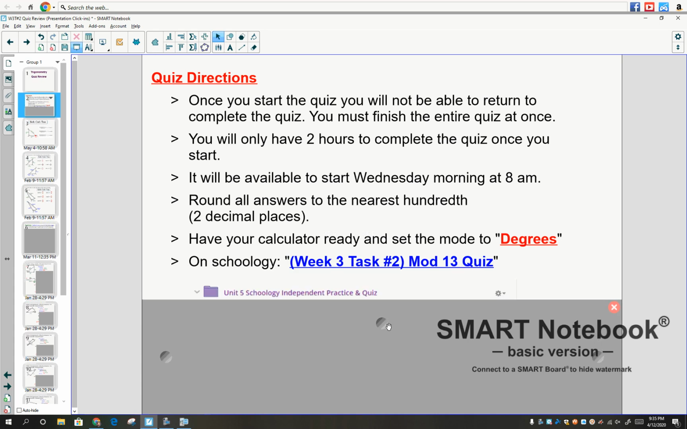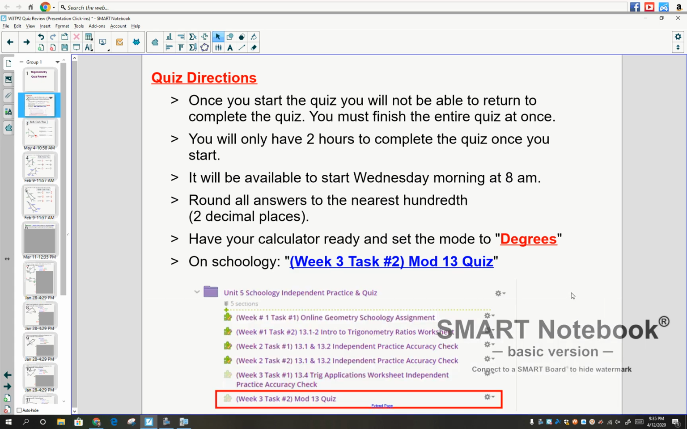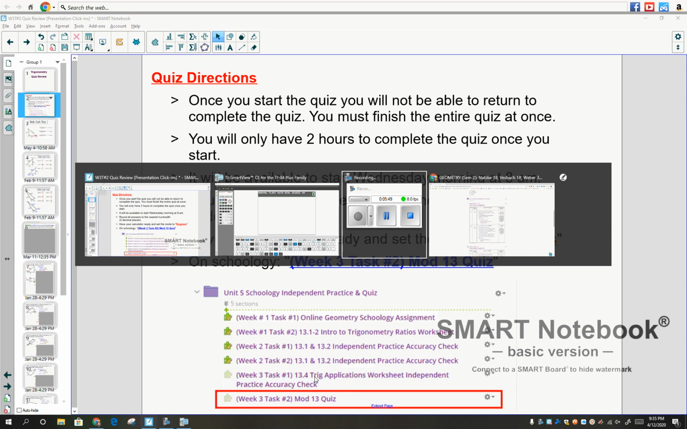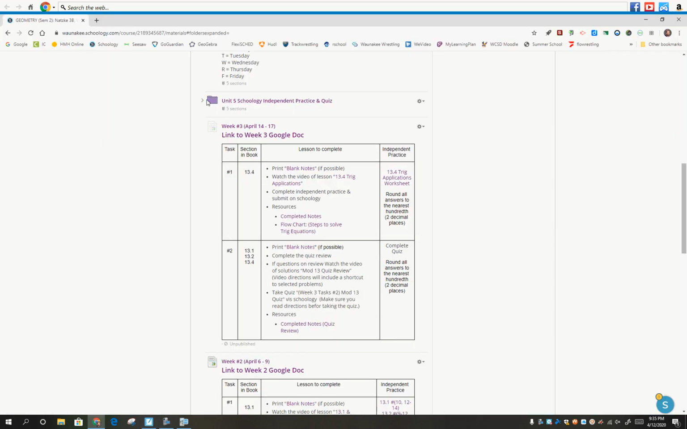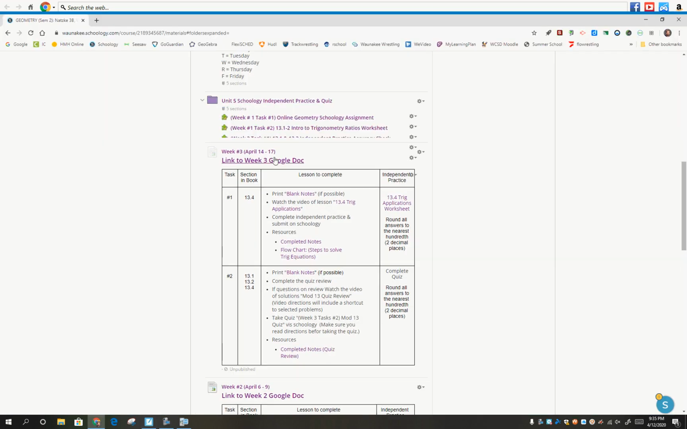On Schoology, it's the week 3 test number 2. It's the Mod 13 quiz. So in our Unit 5 Schoology Independent Practice and Quiz, it's the week 3 test number 2. Click on that and you will get started. So if I go to my Schoology page, you can see it here.